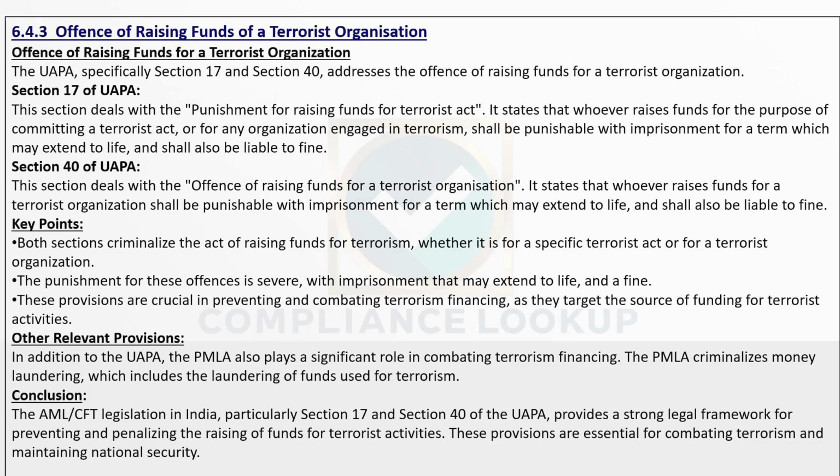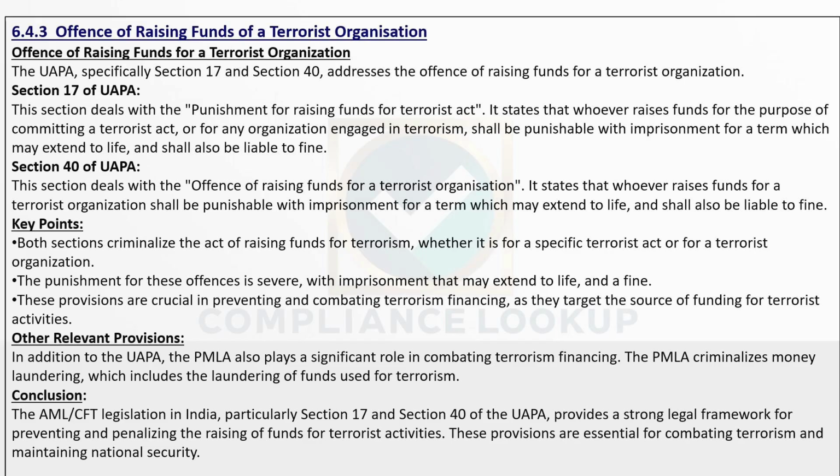Section 17 of UAPA. This section focuses on the punishment for raising funds for terrorist acts. It criminalizes the act of raising funds for the specific purpose of carrying out a terrorist attack or for an organization engaged in terrorism. Example: if a person is found collecting money to finance an attack on a government building or to support a terrorist organization like Lashkar-e-Taiba, they would be committing an offense under Section 17. The punishment is severe and includes life imprisonment and a fine.